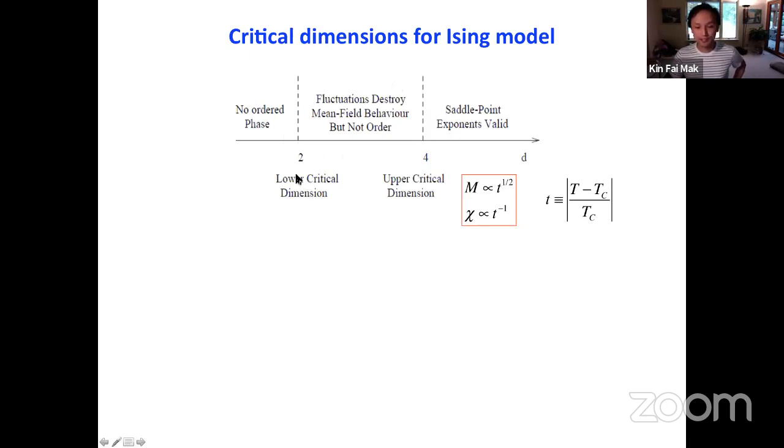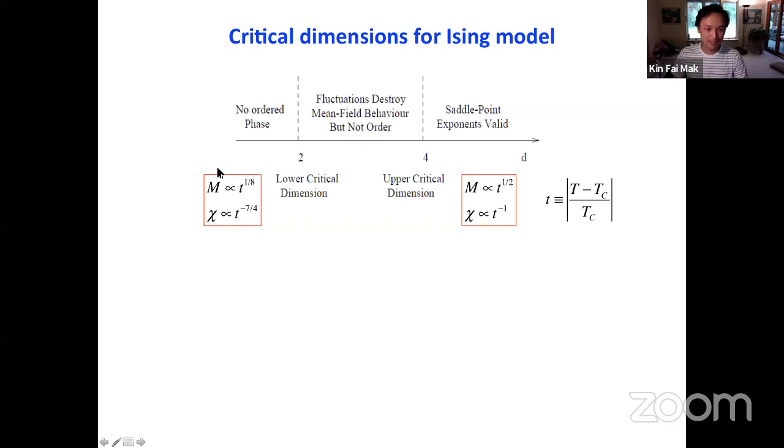And for dimensionality between 2 and 4, fluctuation of the magnetic order parameter is important. So the exact behavior deviates from the mean field picture, but long-range magnetic order is still allowed between dimensionality 2 and 4. The most interesting scenario is actually sitting at the lower critical dimension, dimension equal to 2. The exact solution will tell us that long-range magnetic order is allowed in the system, but the mean field picture is significantly modified.